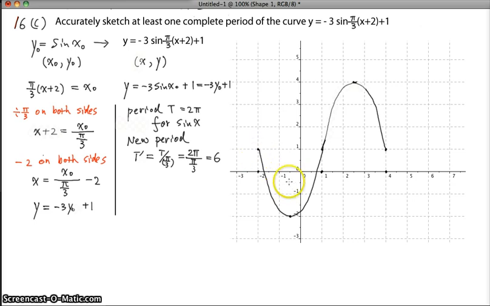And this point looks like 0.5. Let's try this. If you put 0.5 here, then 2 plus -0.5, you got 1.5, and 1.5 divided by 3, you should get 1 over 2. 1 over 2 times pi, that's 90 degrees. You should get +1. And when you get +1 times -3, you get -3 plus 1, which is -2. That's exactly true. Okay, so if you want to try other points, you can do it in a similar way to verify.